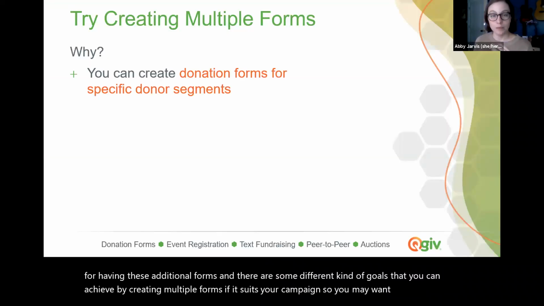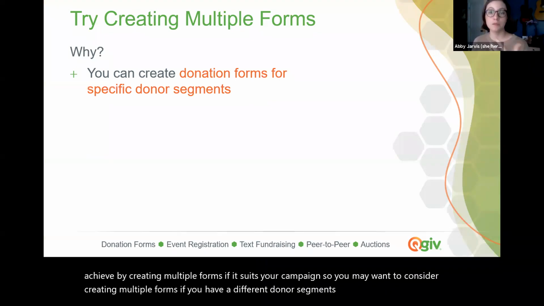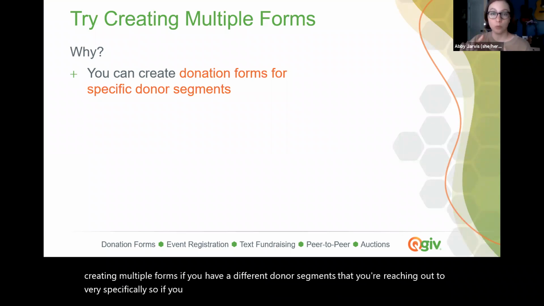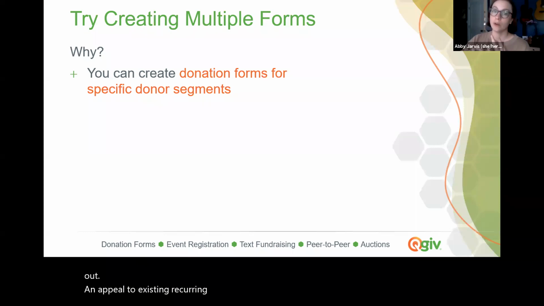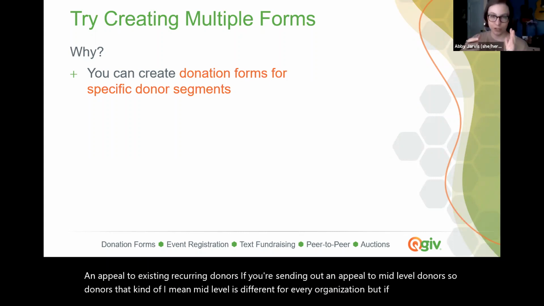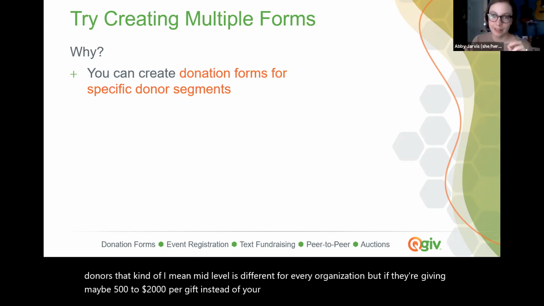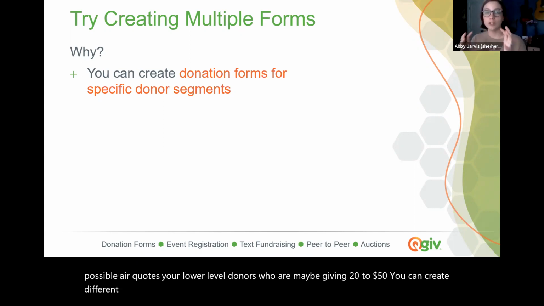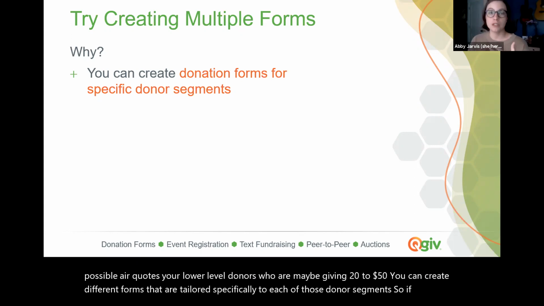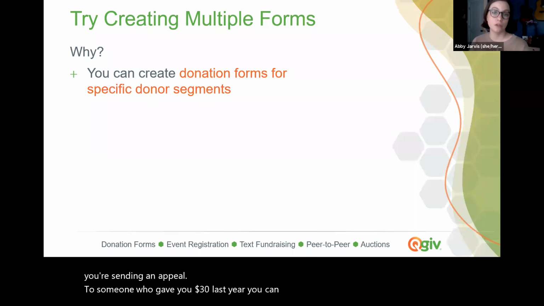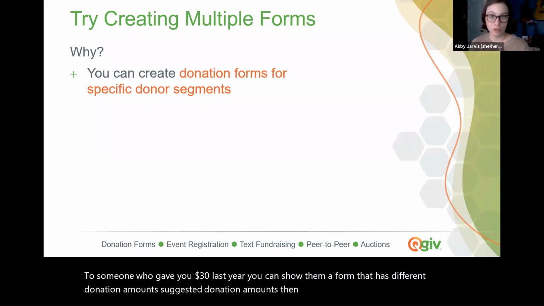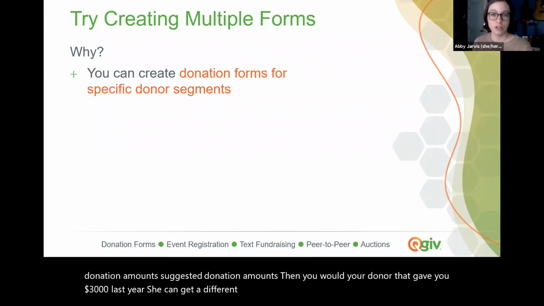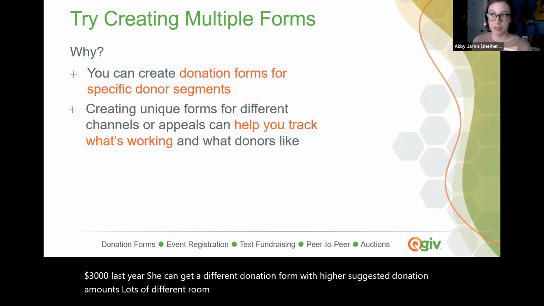You may want to consider creating multiple forms if you have different donor segments that you're reaching out to very specifically. So if you are sending an appeal to maybe lapsed donors, if you're sending out an appeal to existing recurring donors, if you're sending out an appeal to mid-level donors, mid-level is different for every organization, but if they're giving maybe $500 to $2,000 per gift instead of your lower level, and I say that with all the possible air quotes, your lower level donors who are maybe giving $20 to $50, you can create different forms that are tailored specifically to each of those donor segments. So if you're sending an appeal to someone who gave you $30 last year, you can show them a form that has different suggested donation amounts than you would your donor that gave you $3,000 last year. She can get a different donation form with higher suggested donation amounts. Lots of room for customization and personalization there.